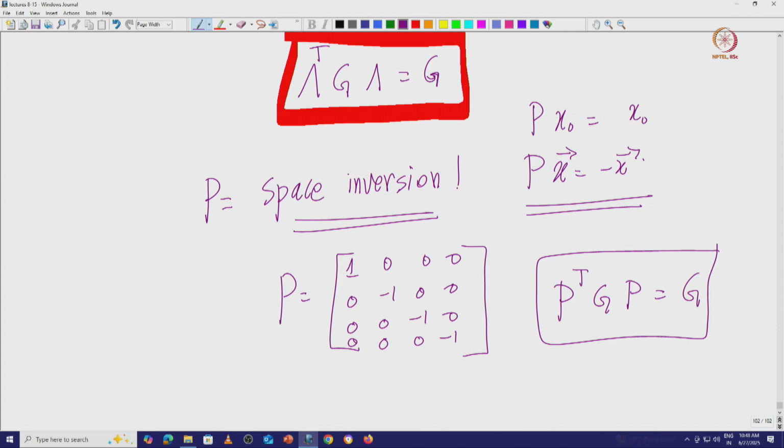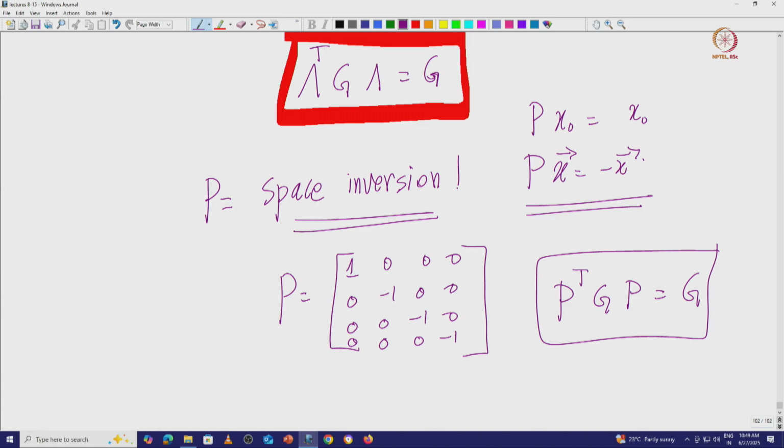It also leaves the metric invariant under this condition, so it forms a part of the Lorentz transformations. It forms a part of the Lorentz transformations, but not the continuous part, the discrete part. So the Lorentz group has two continuous transformations, one is boost and one is rotations, and two discrete transformations associated with it.